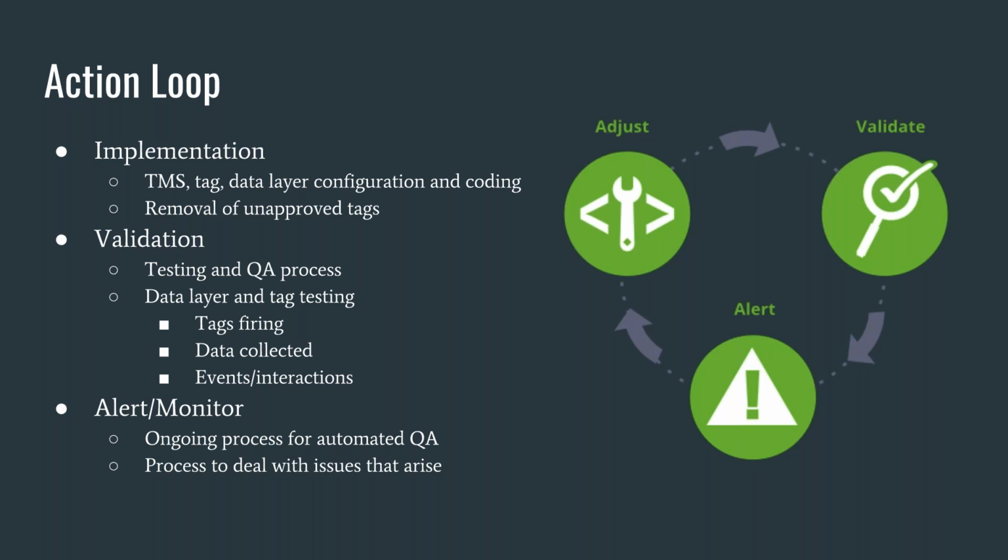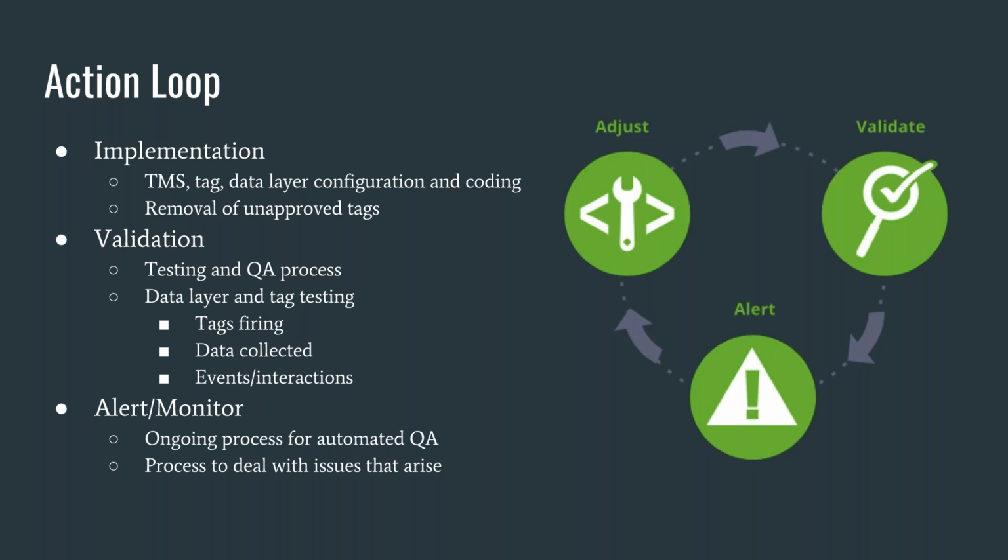Stage 2 here is validation, so testing and QA. We've done the work, we've done the implementation, we need to make sure everything is actually functioning as we expect it to. And this encompasses both data layer as well as tag testing. One thing I always harp on when it comes to the data layer and tags and their relationship is the data has to be available. It has to be surfaced by the time a tag executes in order for it to be collected and sent up to the respective server and respective platform.